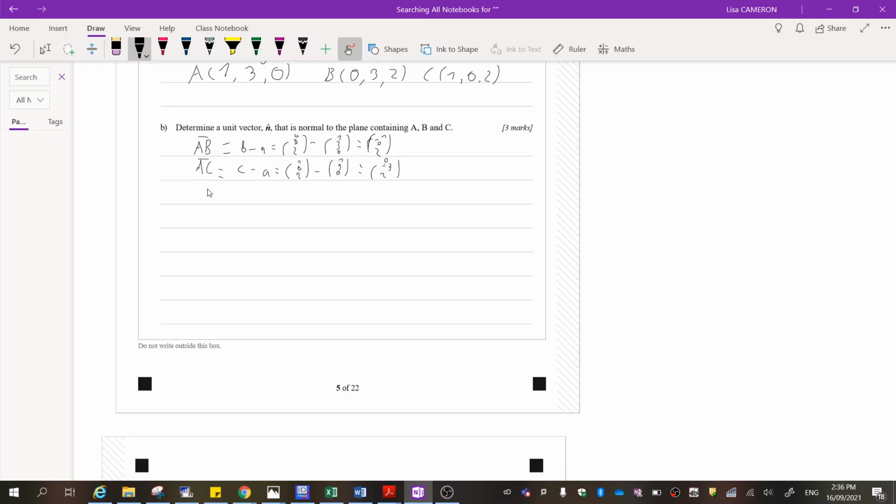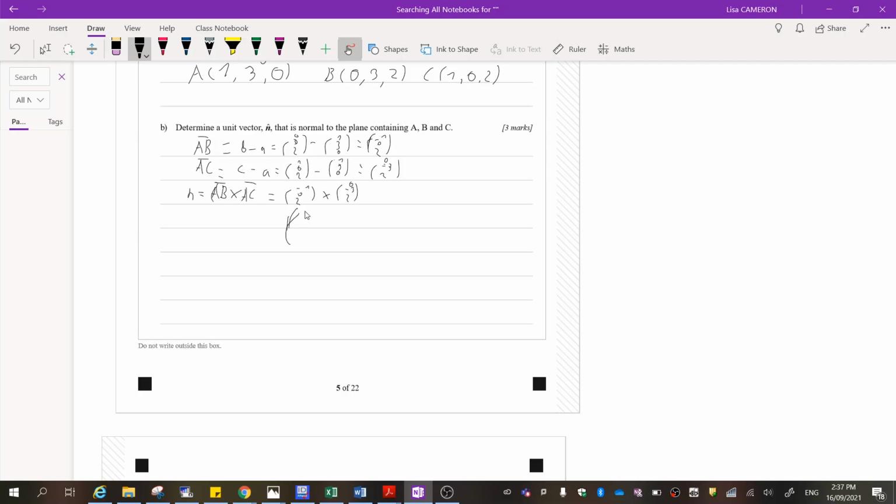Now, using these 2 vectors, we'll get n by timesing the two together, so AB times AC, which also equals -1, 0, 2 times 0, -3, 2, as we found earlier, which also leads to the most annoying part.